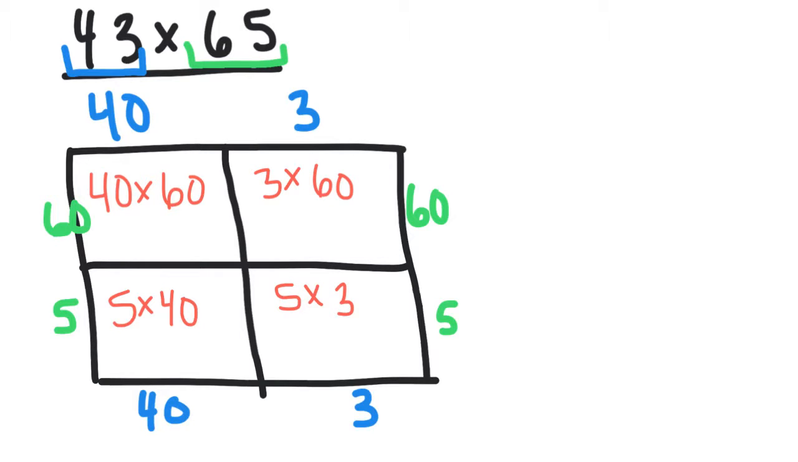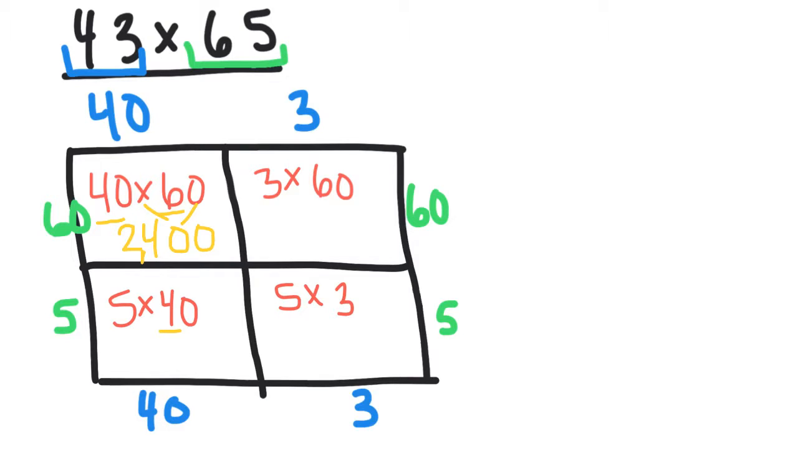Now that I've gotten my multiplication ready, I need to go through and multiply to find the area of each of my boxes. I can use my zeros trick. So if I'm looking up here at my 40 times 60, I can see that if I ignore the zeros for a moment, I have a 4 and a 6. 4 times 6 is 24. And then I can go ahead and add those 2 zeros in to get 2,400.